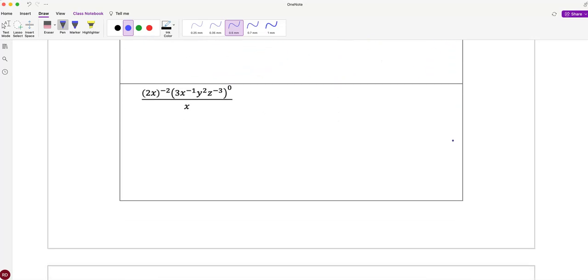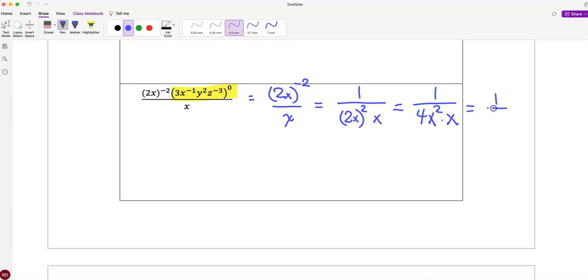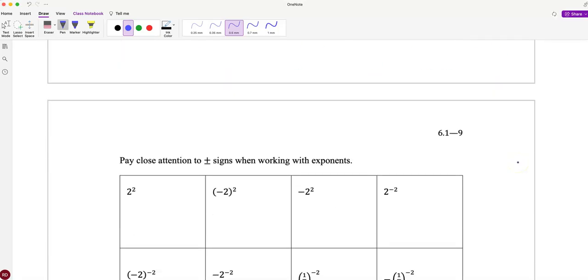Now the next one, it looks quite complicated, but just keep in mind, this is the ugliest part, but this is 1. When you raise this to the 0 power, that's 1. So this is 2x to the negative 2 over x. So let's take care of the negative exponent. So 2x squared times x. So this is 1 over 4x squared times x, 1 over 4x cubed. So again, I'm just following rules of exponents, not making up my own as I go in order to get this.